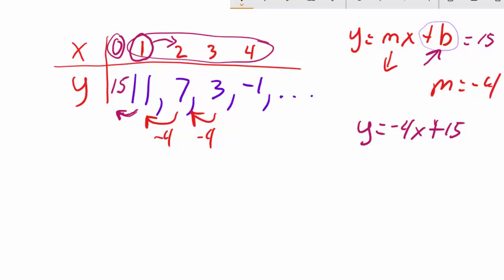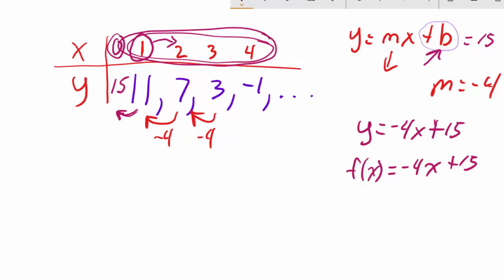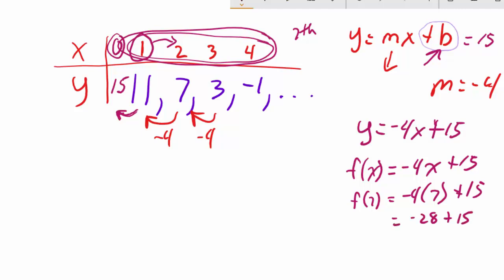So how do we use this to find out our terms in the sequence? I'm going to replace the y with f of x, so I'm going to put it in function form instead: f of x equals negative 4x plus 15. Now remember, I only showed the first 4 terms, but what if I want to find the 7th term? Well, x is my 7, so I'm going to find f of 7, and just substitute my 7 in place of x, and I'll end up with negative 28 plus 15, and f of 7, or my 7th term, will end up being negative 13.